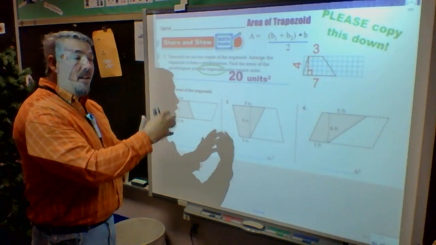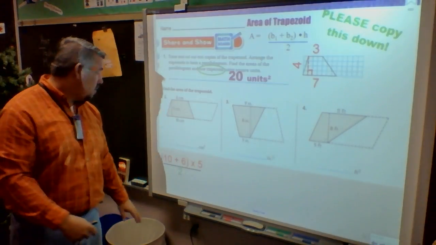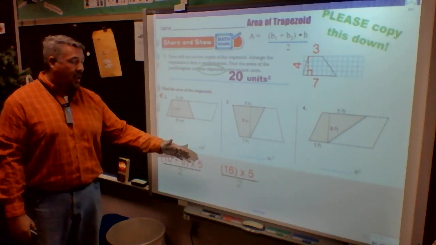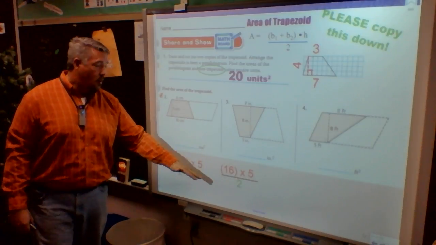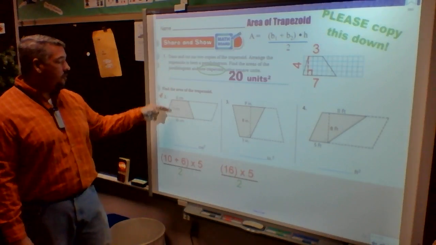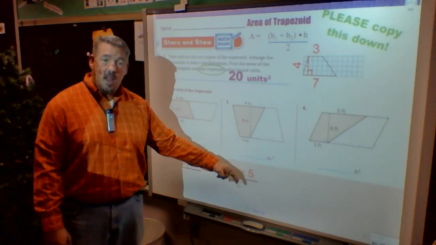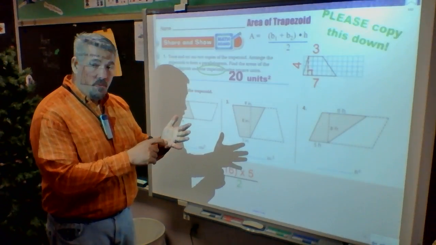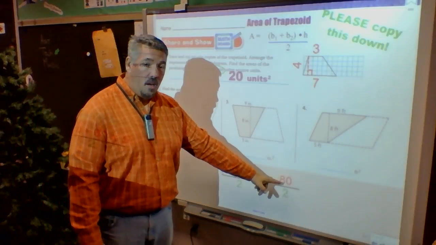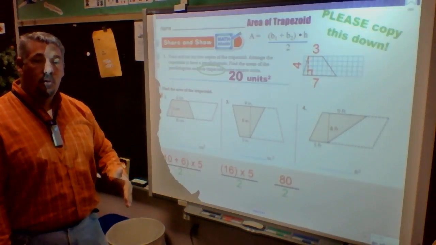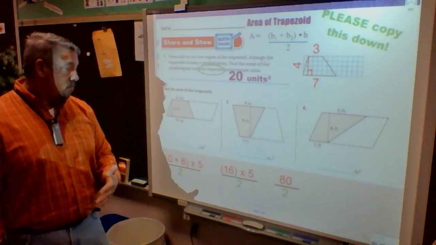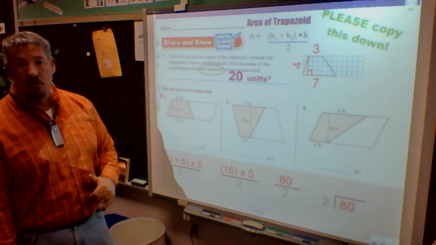Aunt Sally, addition and subtraction from left to right. Parentheses first, 10 plus 6 is 16, multiplied by my height of 5, leaving the division by 2. 16 times 5 equals 80. 80 divided by 2 leaves you with what? 80 divided by 2 gives you 40.